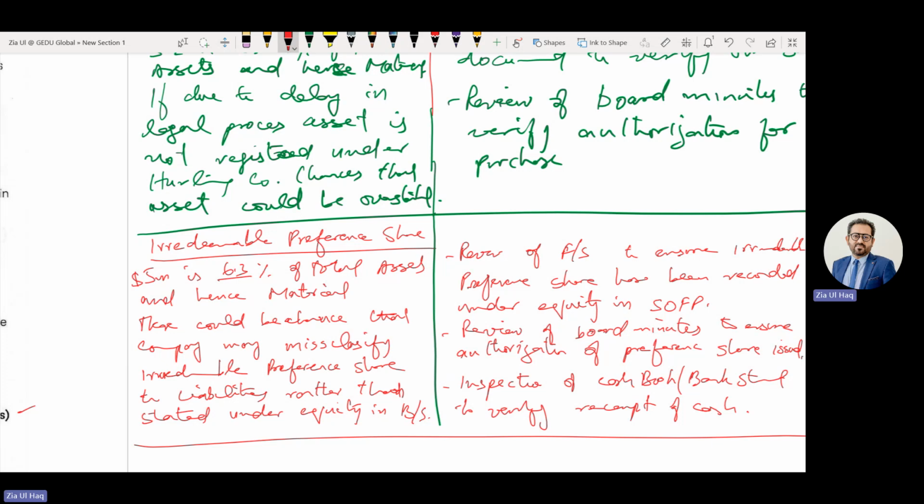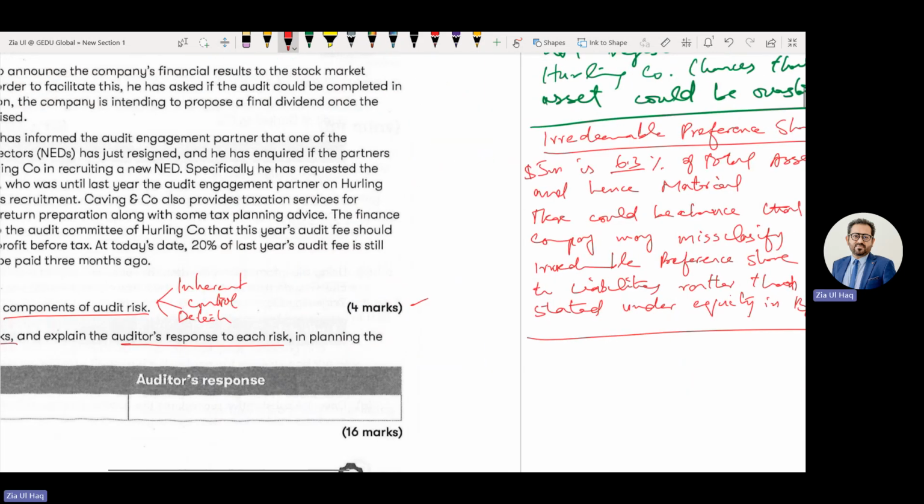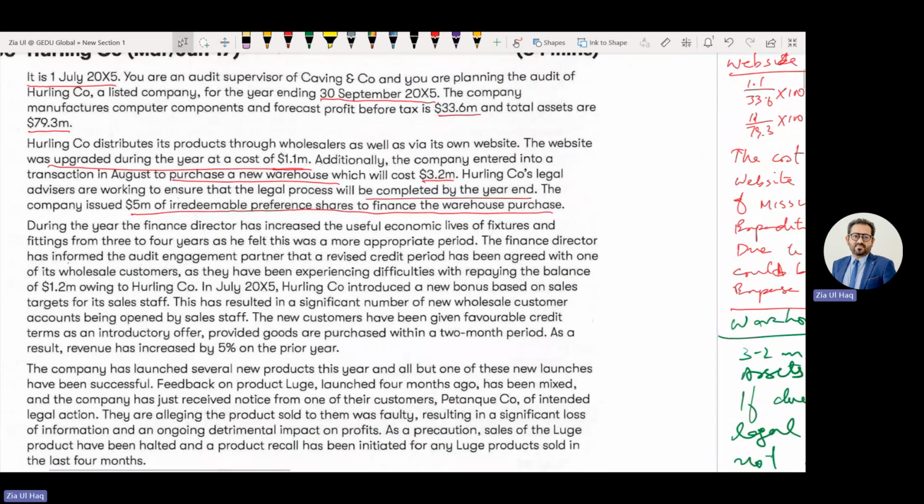Obviously, there are some marks. If the examiner has provided amounts, this means he is expecting you to calculate materiality as well. If you are not calculating materiality, you could miss out on getting some marks. So 3 issues we have identified. We need to identify 8.